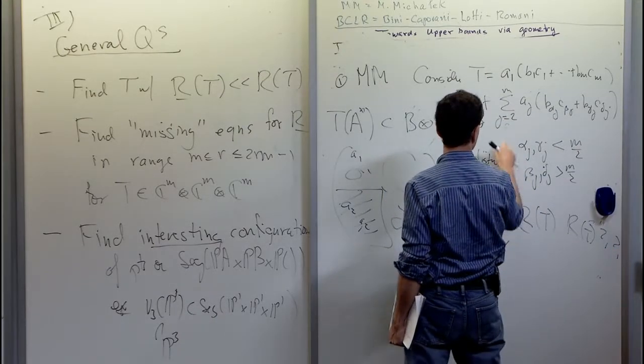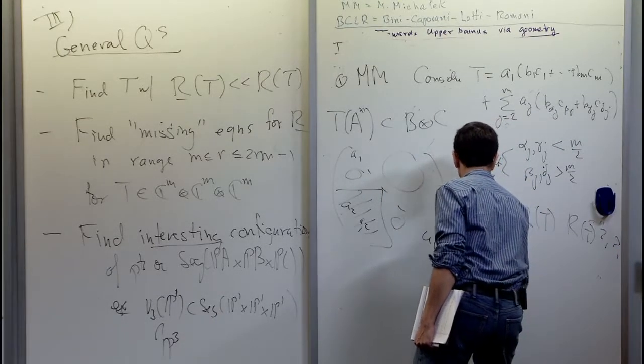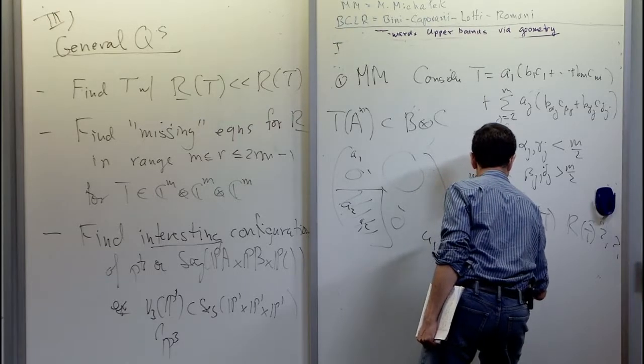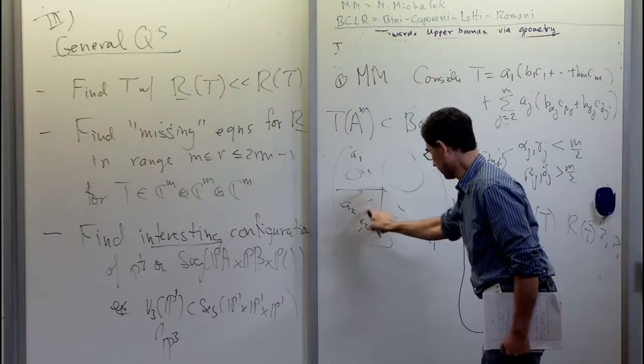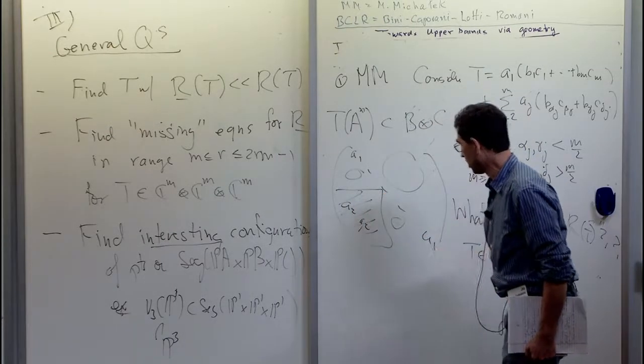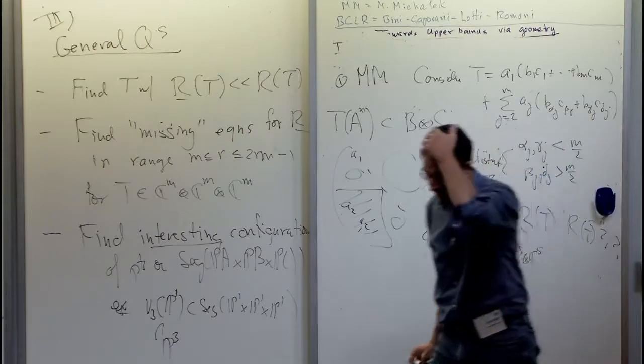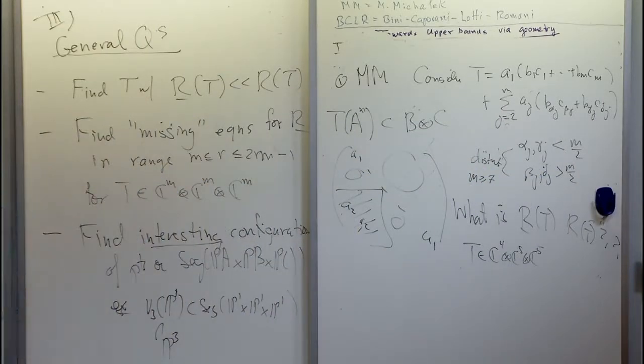So let me be precise. Let's do the simplest case where T is in C4 ⊗ C5 ⊗ C5. So you just write down 2s, 3s, and 4s in this lower box. The reason this tensor is interesting is because it satisfies all known equations, but its border rank is certainly greater than n. That's m. That's not hard to prove.